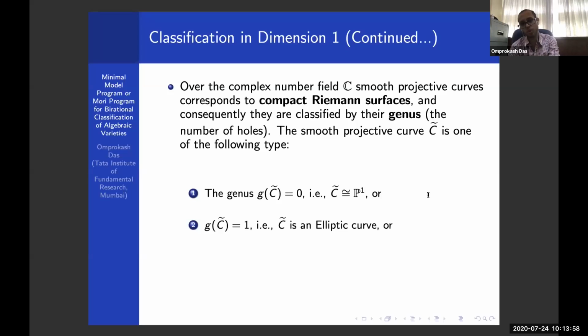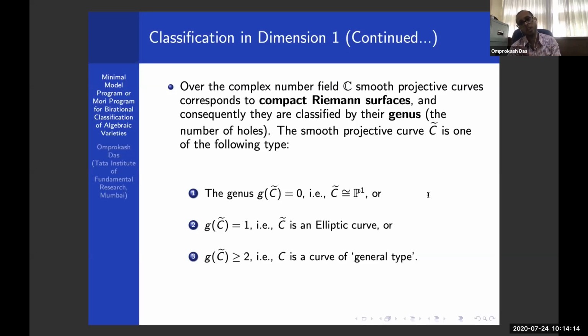If it is of genus 1, that is an elliptic curve. If it is of genus greater than or equal to 2, then for each of these, genus 2, genus 3, genus 4, there is a class called curves of general type. So this is it. For curves, we know exactly what the minimal models could look like.